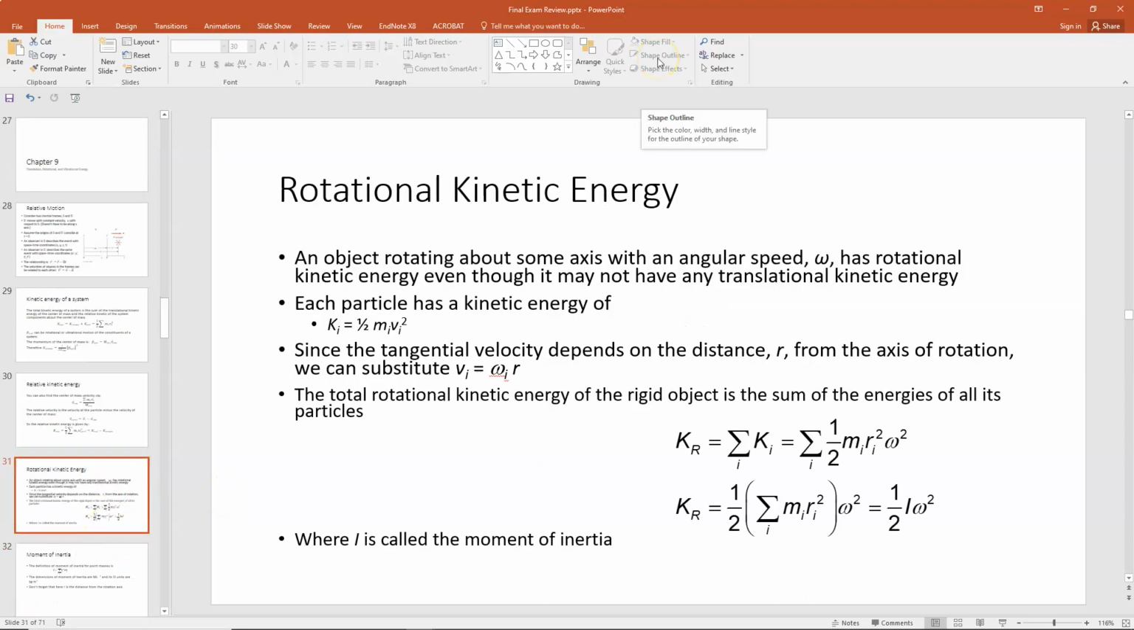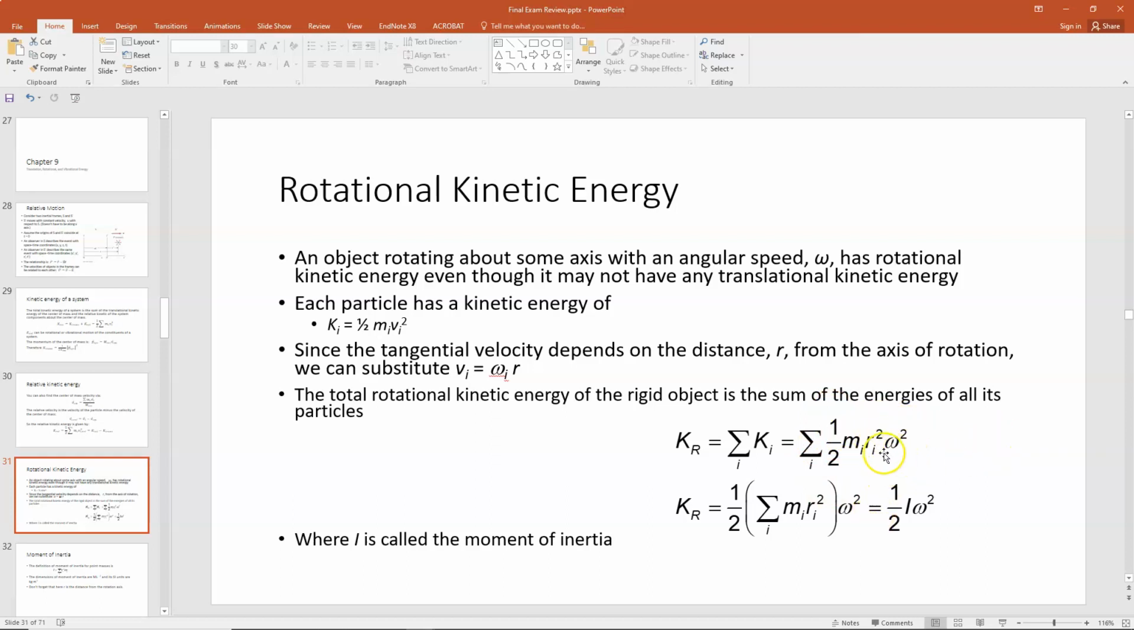An object rotating about an axis with an angular speed omega has rotational kinetic energy even if it doesn't have any translational kinetic energy because its center of mass doesn't move. Each particle is still going to have a kinetic energy of 1/2 m_i v_i squared. Remember that if it's moving in rotational motion, you can substitute v_i is equal to omega times r_i, where omega is the angular speed, angular velocity, and r_i is the distance from the axis of rotation. So if you write the total rotational kinetic energy of a rigid object, then it would be the sum of all the K_i's, which would be the sum of 1/2 m_i r_i squared times omega squared.